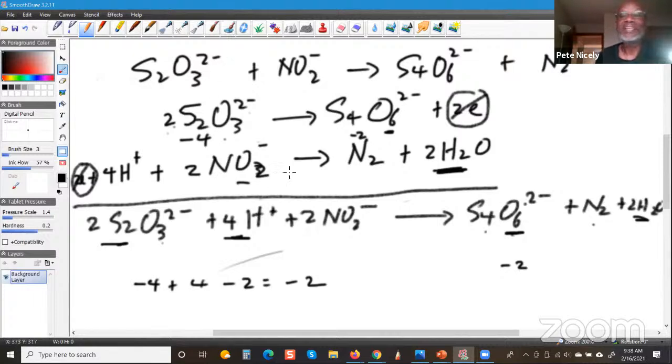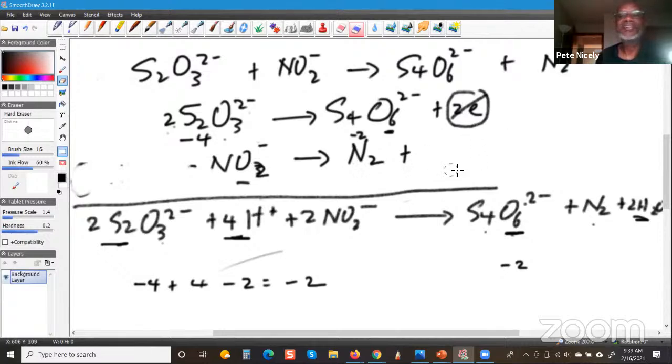The mistake I made here is that this should be 4 water molecules. So let me erase this here. Thank you for pointing that out, by the way. So the equation is actually, the answer is actually more complicated. Okay, so here is a mistake I made. Let me go back to this.